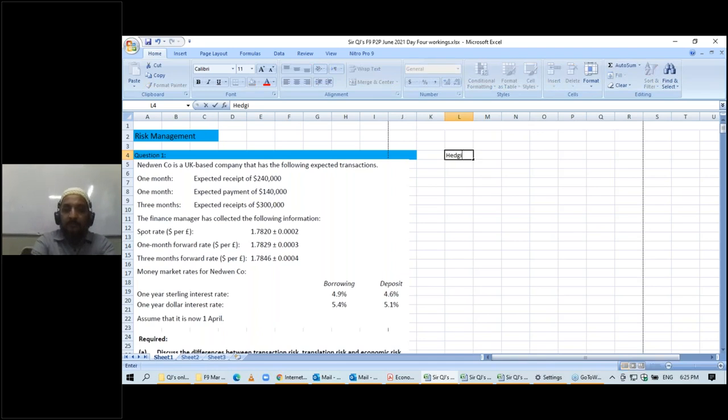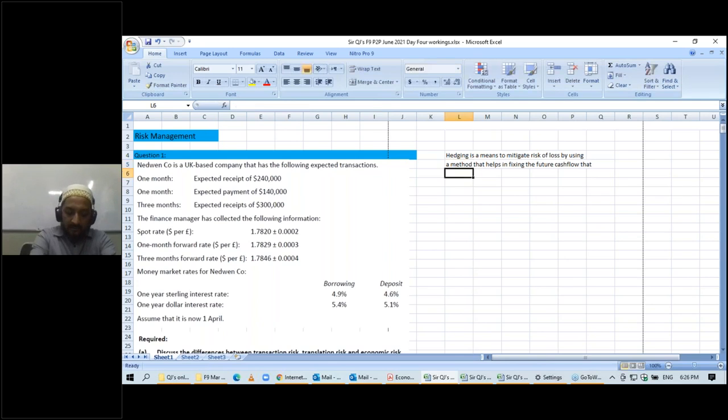So hedging is a means to mitigate risk of loss by using a method that helps in fixing the future cash flow that could have been different in absence of hedging.